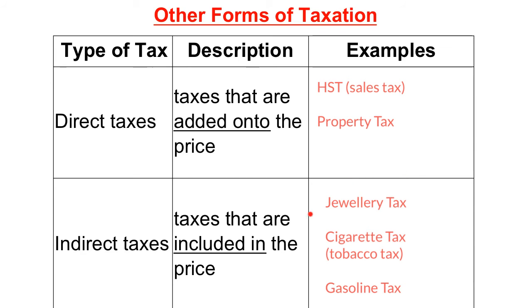Now, these taxes here, the jewelry tax, the cigarette tax, and the gasoline tax, they're already included in the price. So you don't get a tax added on to the price. It's already included in the price.